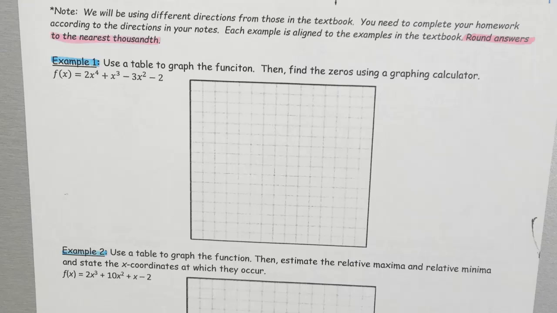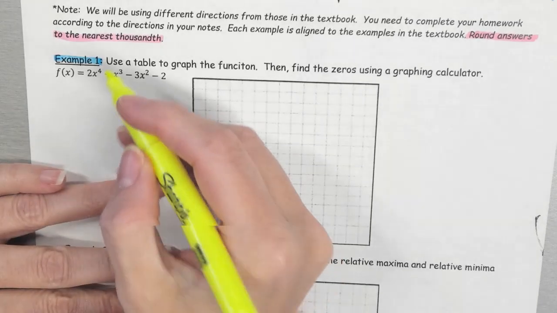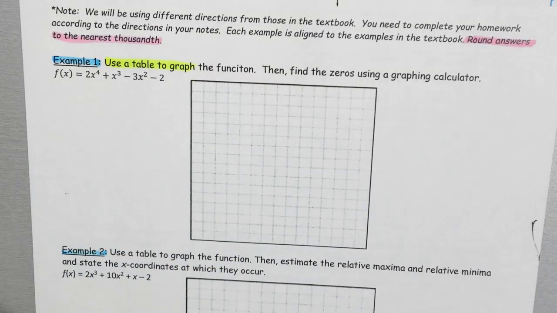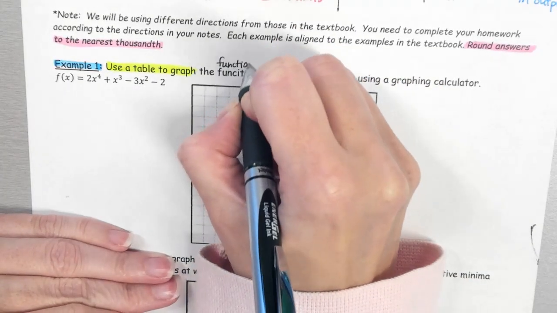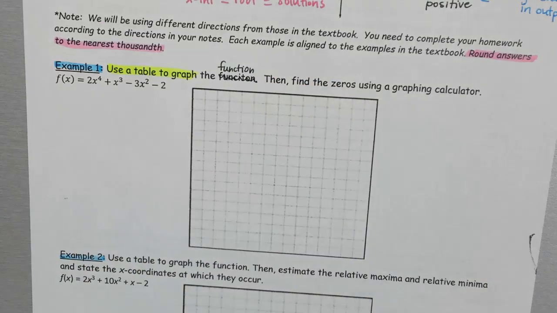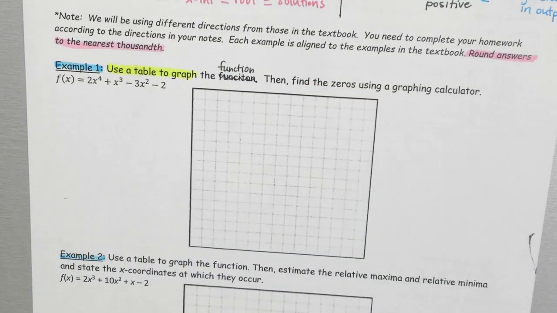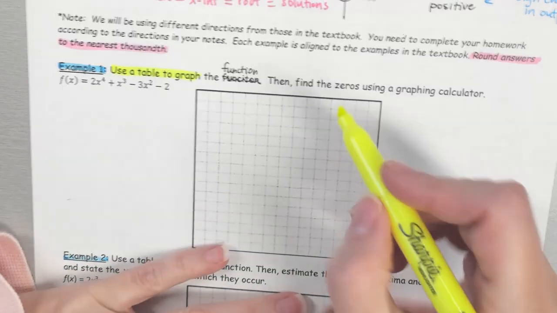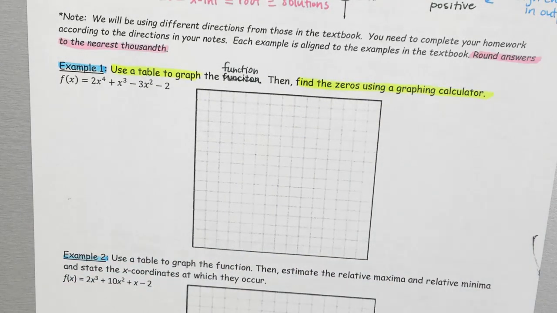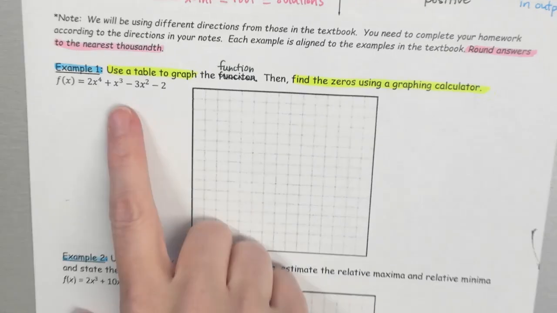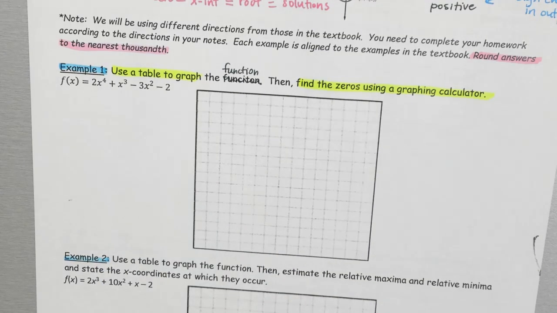Okay, so we are going to use a table to graph the function. And there was a typo, so we fix it for me. I'm sorry, I hate making typos, but such is life. Yeah, we just missed the I and the T, just a little jumble there. And then you're going to find the zeros using a graphing calculator. Now we're also going to use our graphing calculator to help us with the table. Okay, so the first thing we're going to do is plug that into our graphing calculator.